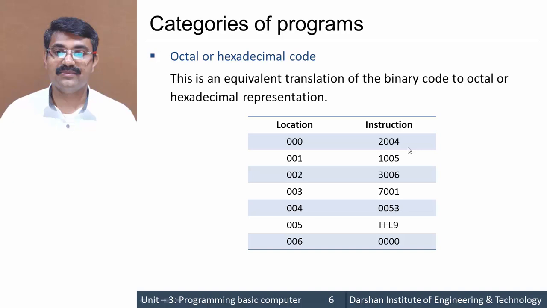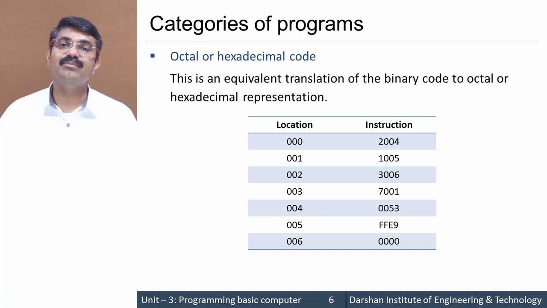So at 001, some other instruction is there. At 002, some other instruction is there. So this is another representation of a program. So another category of program which can be written in octal or hexadecimal code. But for sure, this code is not going to be understood by the computer. So it needs to be translated to binary form. So there should be some interface which translates this octal code to binary code. And the computer will execute that binary code.